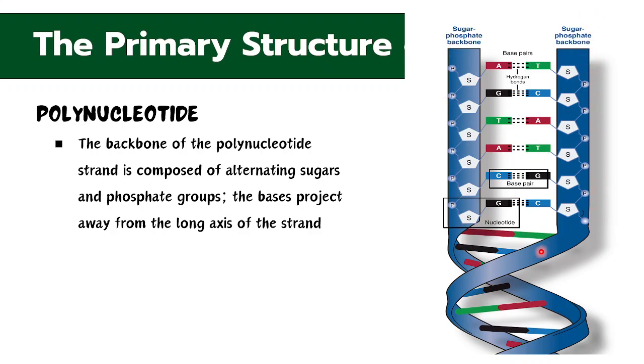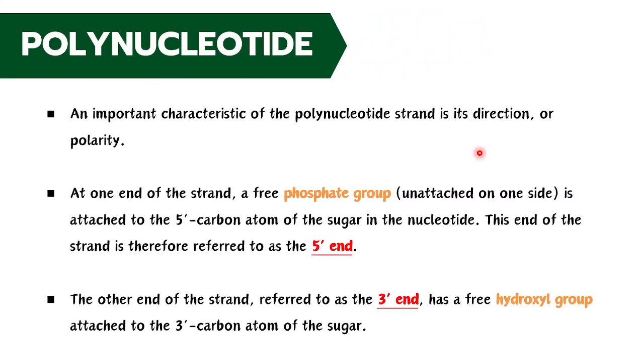Kaya di ba ang DNA made up of two polynucleotides. And in the polynucleotide, we can see there the sugar-phosphate backbone. Okay. Now, an important characteristic of the polynucleotide strand is its direction or polarity. So, always remember, class, kaya magamit nato siya later on sa DNA replication. Kaya ang polynucleotide strands, they have different directions. They run in opposite direction.